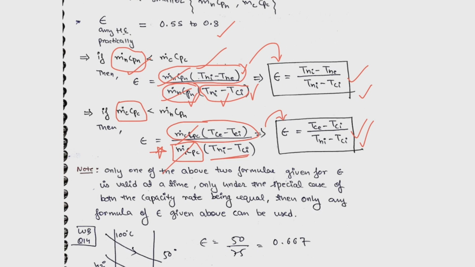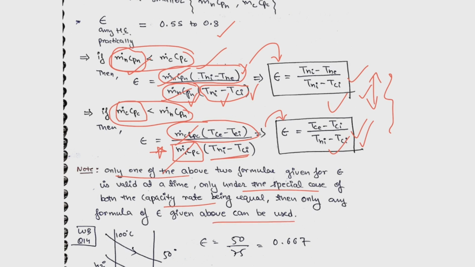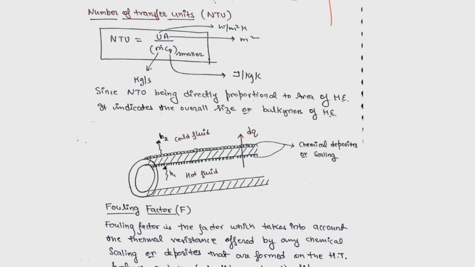So you cannot use both of these formulas simultaneously. It depends on the values of the heat capacity rates, which one is smaller and which one is larger. Therefore only one of the two simplified formulas for effectiveness is valid at a time, except in the special case of both heat capacity rates being equal. Then any formula can be used, since you will get the same result. Now let us see the concept of number of transfer units, that is NTU.